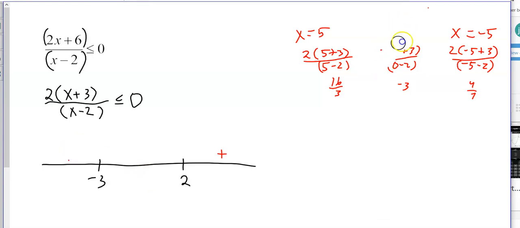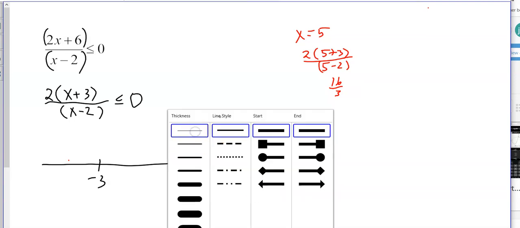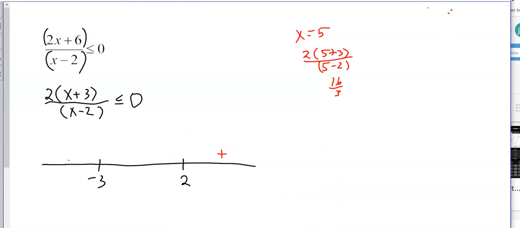I could have only tested one point here, so I didn't have to test these others because I know about multiplicity. Here's what I mean by that. I tested a value that's bigger than 2. So I know this part of the graph goes to that point at 2. It's got to touch the axis at 2 and -3. Those are the critical points. It has to touch the critical points. It doesn't have to go through, but it has to touch.